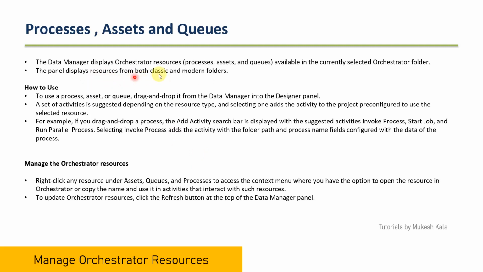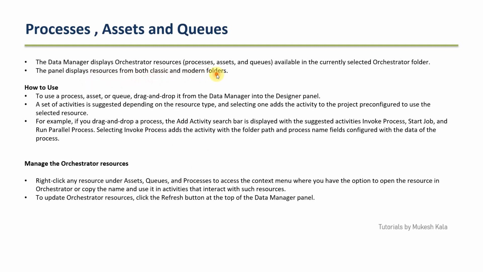This is available for both the classic and the modern folders. UiPath Orchestrator has two kinds of folders, the classic and the modern folders. Either way, you are going to get these options in the Data Manager. How to use them? To use a process, asset or queue, we can simply drag and drop it from the Data Manager directly to the panel. Depending on the type of resource you drag, you will get the next set of activities.